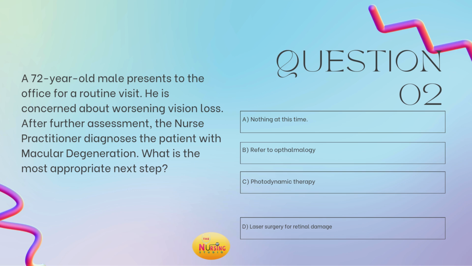But here, it's already told us that they are diagnosed with macular degeneration. This patient came in for a routine visit. They were concerned about worsening vision loss. There is a confirmed diagnosis of macular degeneration. So what do you do now as the nurse practitioner when this patient is in front of you? You're going to refer them out, right, to ophthalmology for further evaluation and management.